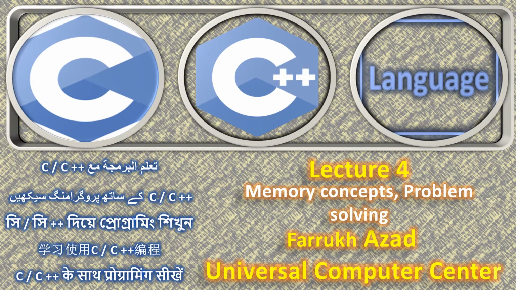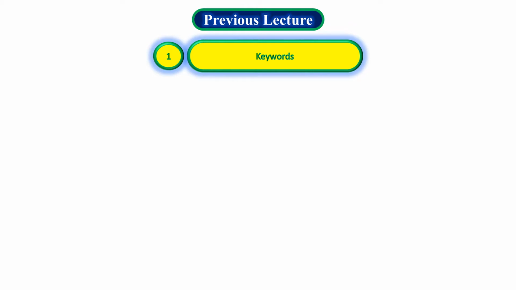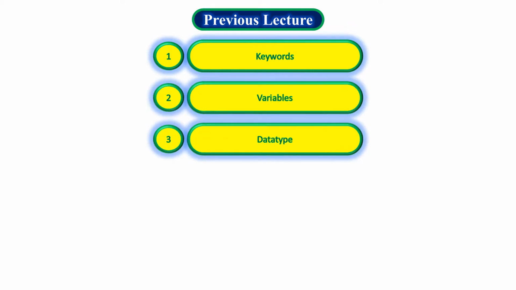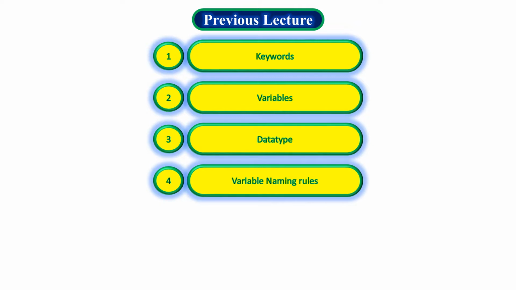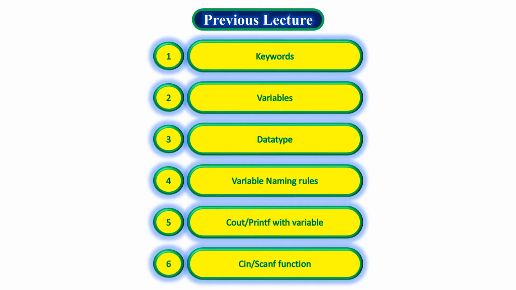Welcome to lecture number 4 of C and C++ language. In our previous lecture, we learned about keywords, variables, data types, variable naming rules, cout and printf with variable, and getting value with cin or scanf.